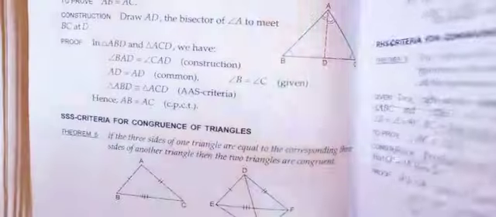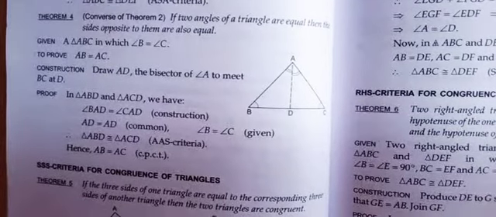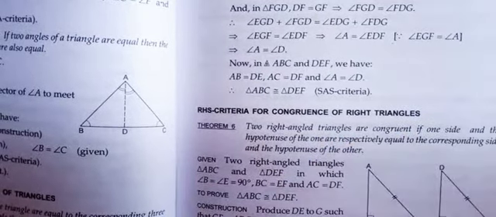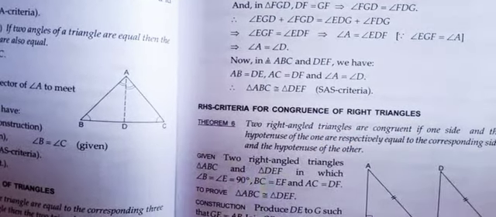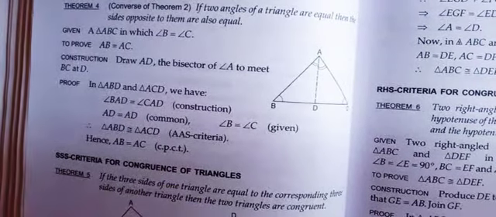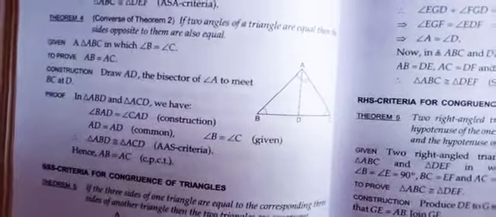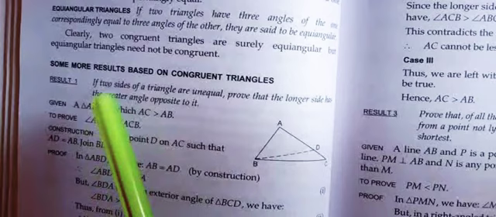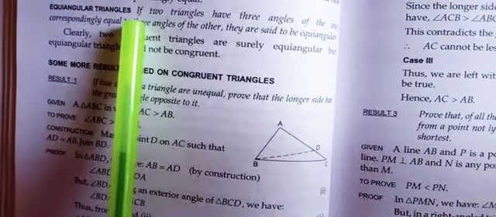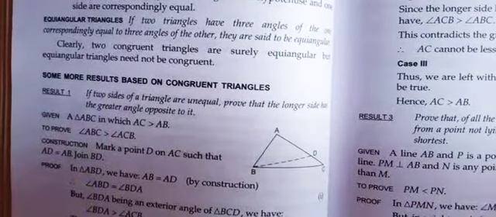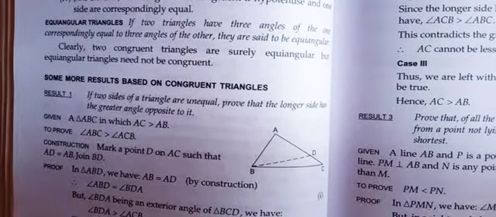Next, this is the RHS criteria, RHS congruence criteria, and this is my theorem 6. This is the SAS criteria, and this is my theorem 5. Next, the equiangular triangle. The definition is given here. Okay, no need to tell that.